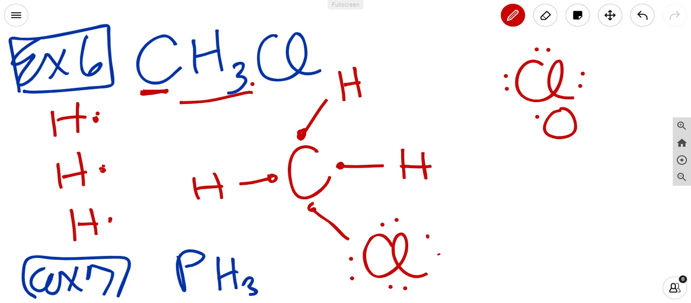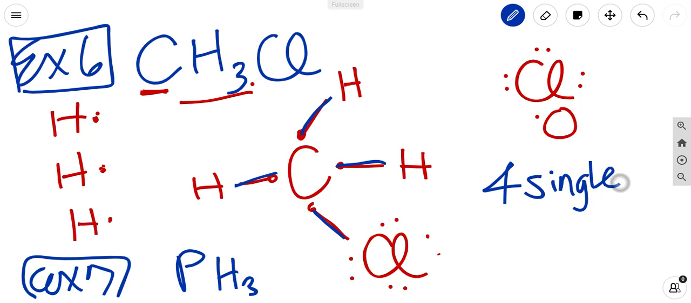All right. So in analyzing this, how many bonds do we have total? We have 1, 2, 3, 4. 4 single bonds. Around this chlorine, there are, oh, I drew too many. Did you guys catch that? Around this chlorine, there are 3 unshared pairs. All right, so that's kind of telling me about the molecule.